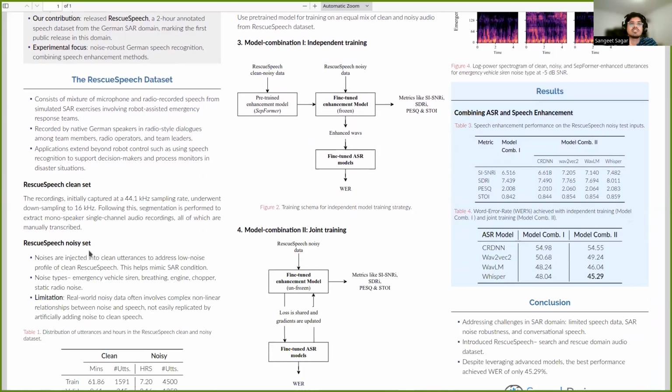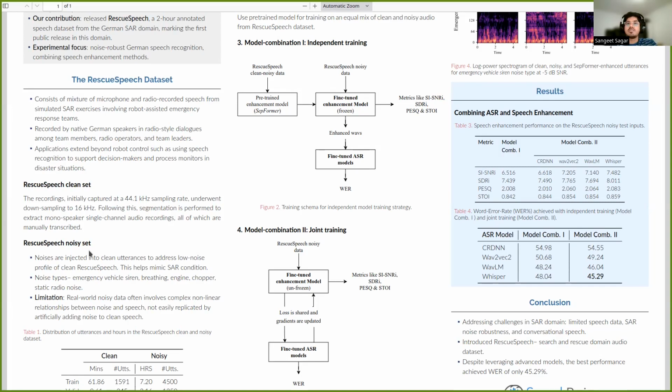That is, we call it the RescueSpeech clean set and the RescueSpeech noisy set. The RescueSpeech clean set is simply the segmented recording with an average length of around, I guess, 3 seconds. However, the noisy set is prepared by artificially adding noise, keeping in view the low noise profile of the clean surroundings of the clean recordings, actually. And this is done to mimic the conditions from a search and rescue event, because audio captured from a search and rescue event often contains certain kinds of noises like chopper or, let's say, engine noise or static radio noises, etc.